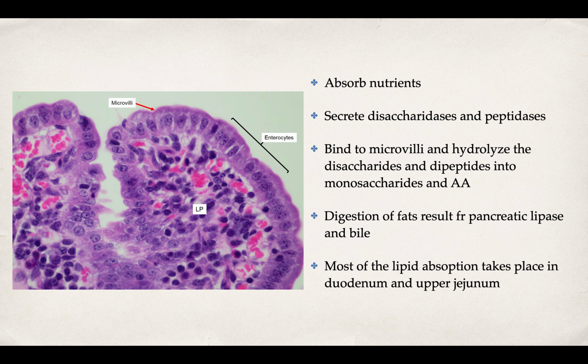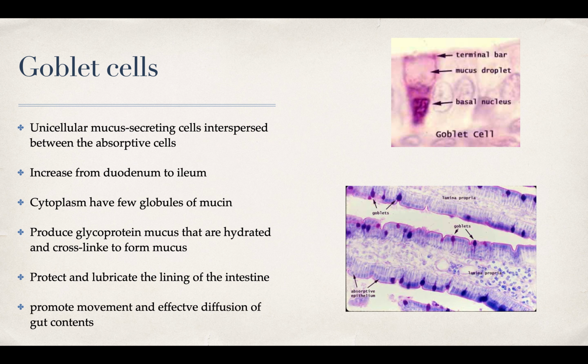Besides absorption, the microvilli will also secrete disaccharidases and peptidases, and those bind to the microvilli and hydrolyze those respective substances into monosaccharides and amino acids. The digestion of fat is due to the pancreatic lipase, along with bile from the gallbladder, and most of the lipid absorption will take place in the duodenum and the upper jejunum.